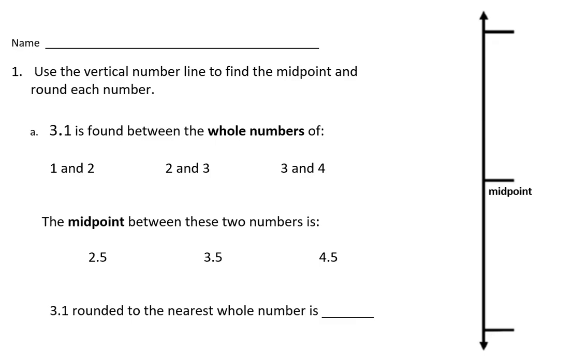This tutorial is for 5th grade, Module 1, Lesson 7. In this lesson, we're going to use a vertical number line to help us round decimals. Question 1 says use the vertical number line to find the midpoint and round each number.